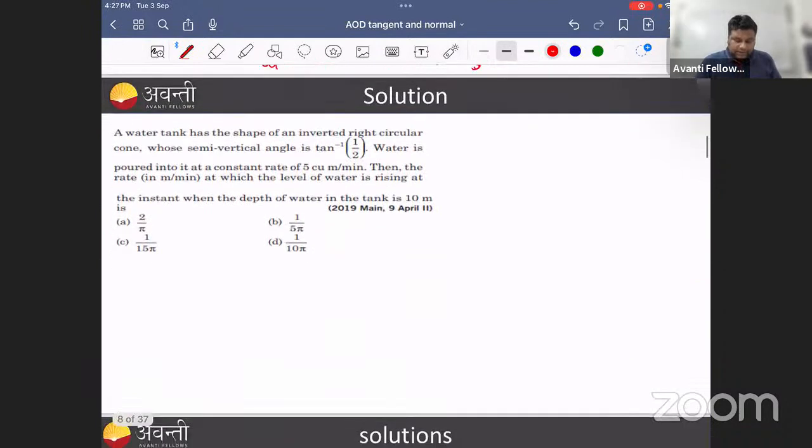Now, try this question. A water tank has the shape of an inverted right circular cone whose semi-vertical angle is tan inverse 1 by 2. Water is poured into it at a constant rate of 5 cubic centimeter per minute. Then find the rate at which the level of water is rising at an instant when the depth of the water in the tank is 10 centimeters. Think about it, make a diagram.